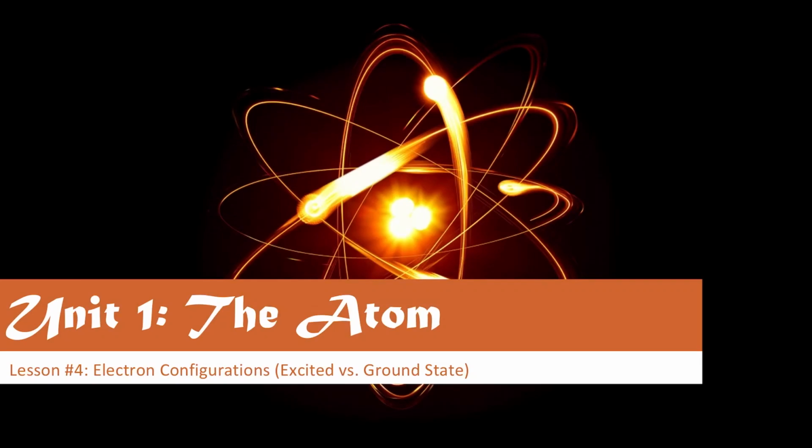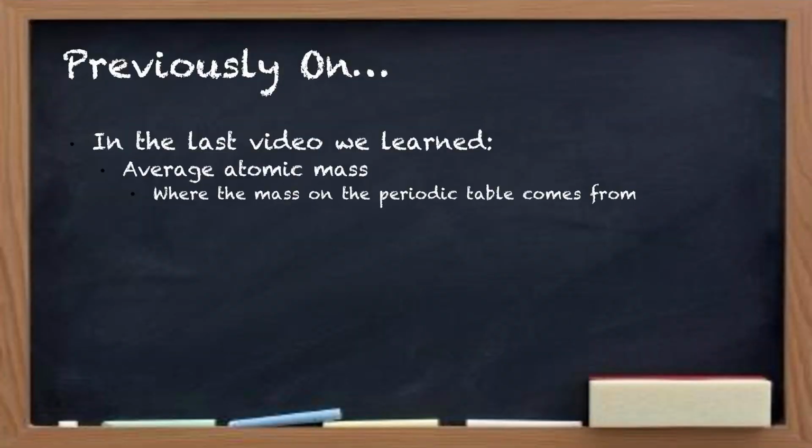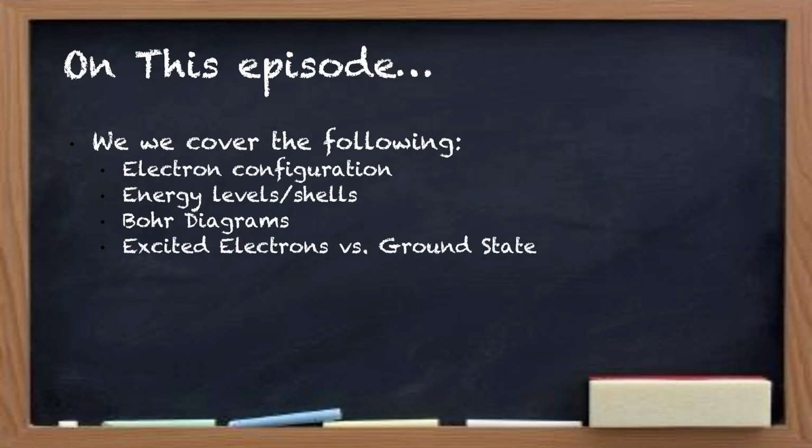This is lesson 4 in our unit, The Atom, and today's lesson is called Electron Configuration: Excited versus Ground State. So in the last video, we talked about average atomic mass and where the mass on the periodic table came from. And today we're going to talk about electron configurations, the energy levels or energy shells, Bohr diagrams, and excited electrons, ground state electrons, and also how glow sticks glow.